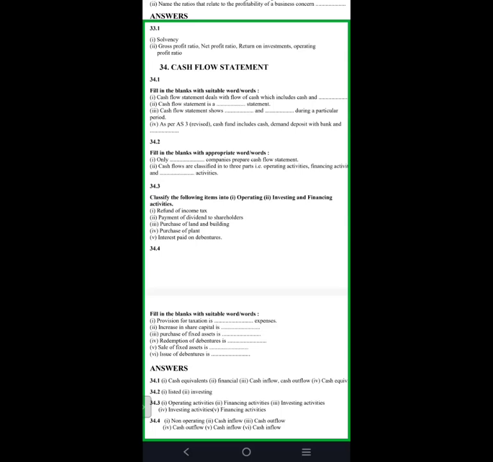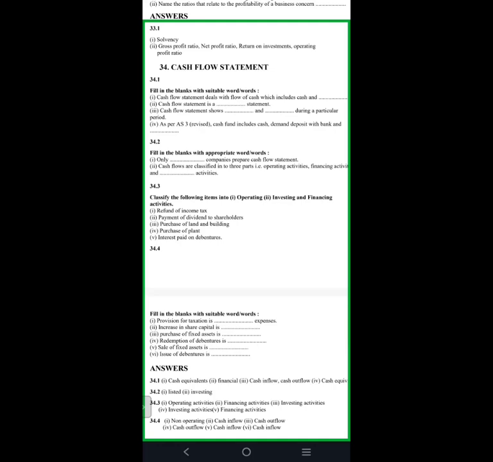Classify the following items into operating, investing and financing activities. Refund of income tax, operating activities. Payment of dividend to shareholders, financing activities. Purchase of land and building, investing activities. Purchase of plant, investing activities. Interest paid on debentures, that is financing activities.